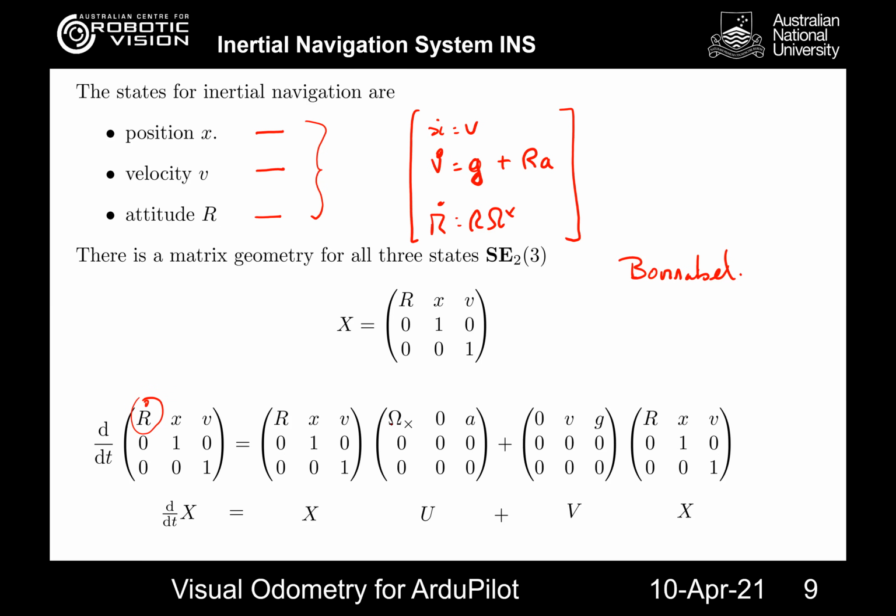I'm going to get the R omega cross term. The x dot here is going to be equal to, well, there's a 0 here, but I'm going to get V times 1. I'm going to get the V coming out of that term, and then RA comes out of that term. I'll let you do it afterwards, if you're interested enough. But the point here is this is mega cool, right?